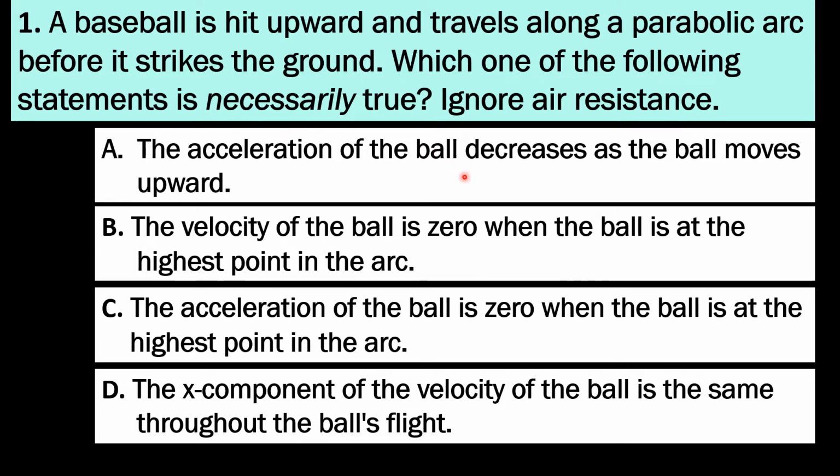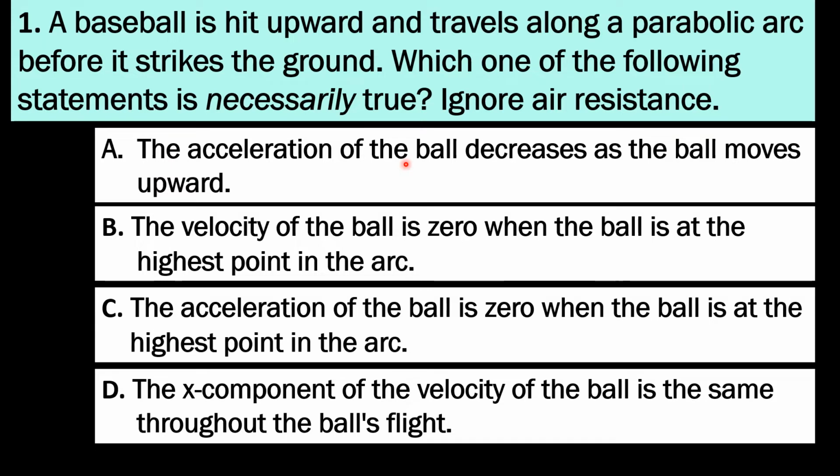This is now the first conceptual question. A baseball is hit upward and travels along a parabolic arc before it strikes the ground. Which one of the following statements is necessarily true? Ignore air resistance. So we're looking for the statement that is necessarily true, meaning it is always true, no matter what.